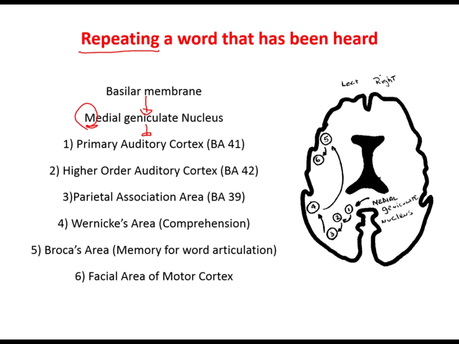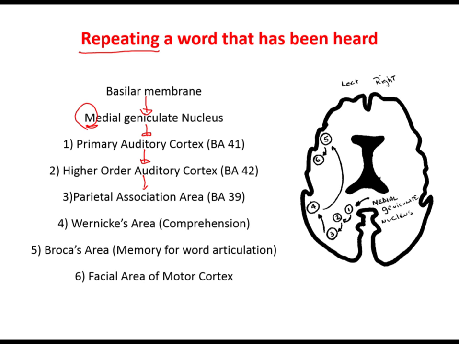From there, the primary auditory cortex sends those signals to a higher-order auditory cortex, which surrounds the primary auditory cortex, or Brodmann's area 42. So number 2 now is Brodmann's area 42, where there's a higher deciphering or interpretation of those different sounds.